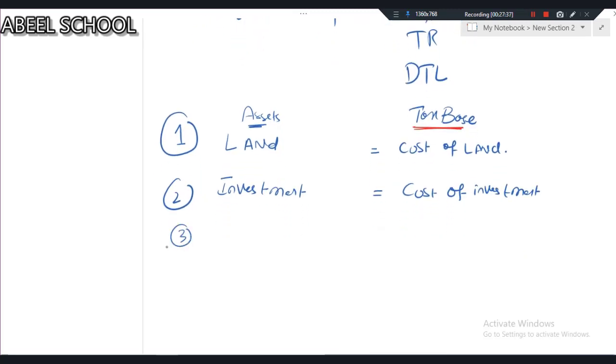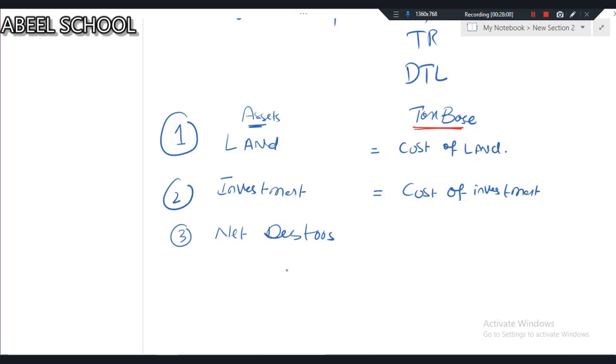Third, another example of tax base. For example, let's assume you have net debtors. Question, what do you mean by net debtors? Net debtors means from the debtors, let's say you have deducted allowance for bad debt. From the debtors, you have deducted provision for bad debt.